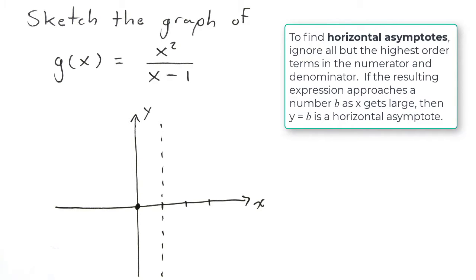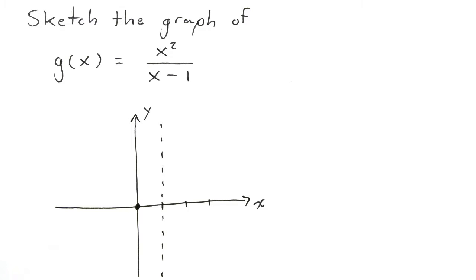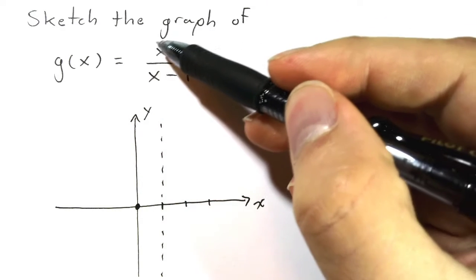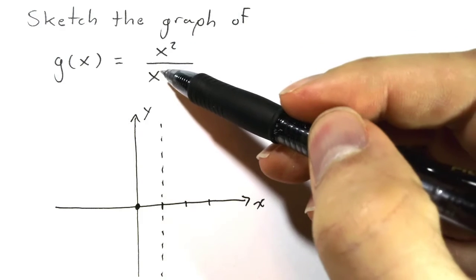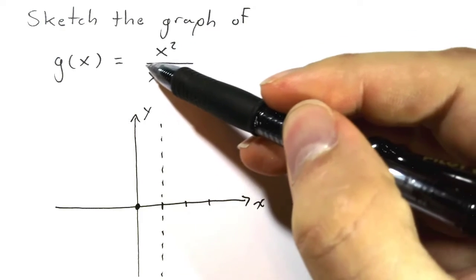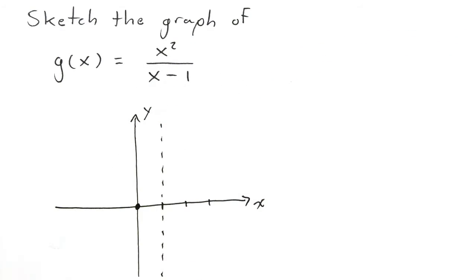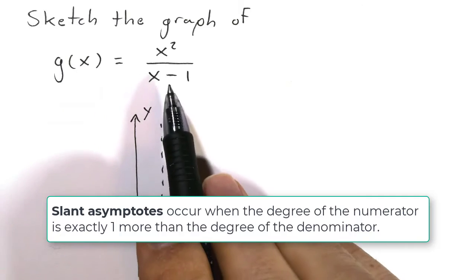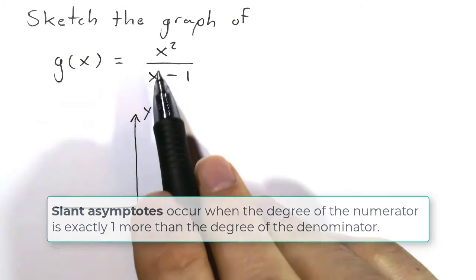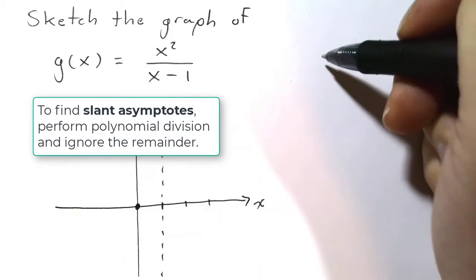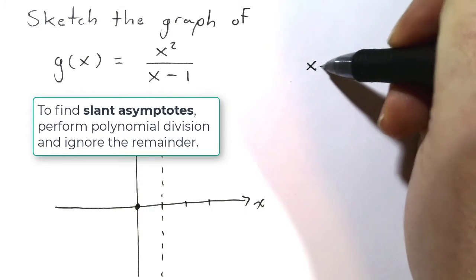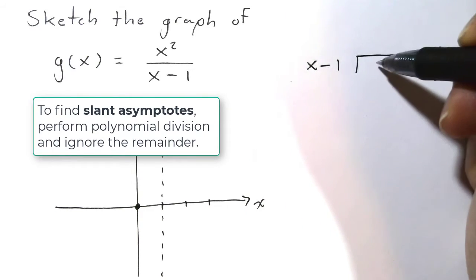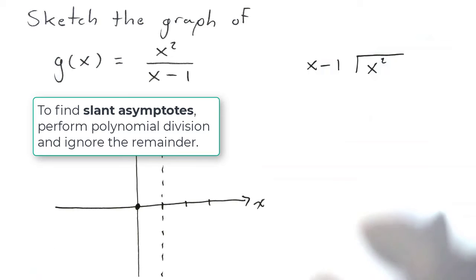Now, is that the end of the story? Well, in fact, it's not. There is something we can do. Whenever the degree of the numerator is 1 larger than the degree of the denominator, we're going to get what's called a slant asymptote. And we can find that slant asymptote simply by doing the polynomial division that's suggested here. I'm going to divide x minus 1 into x squared.